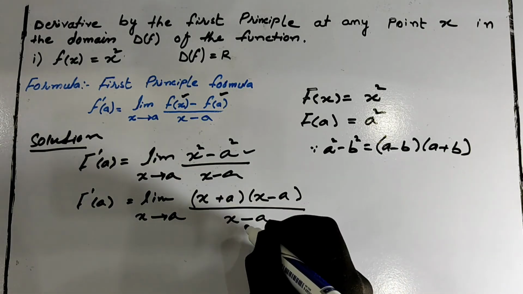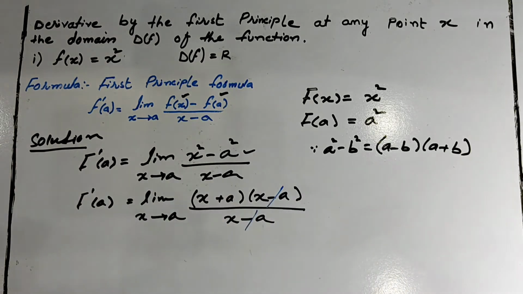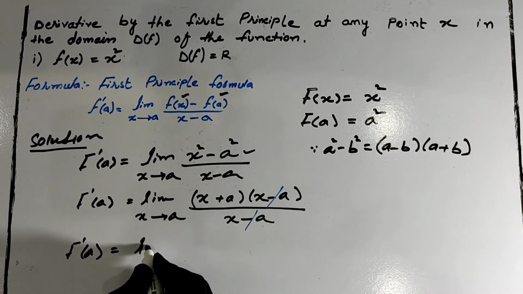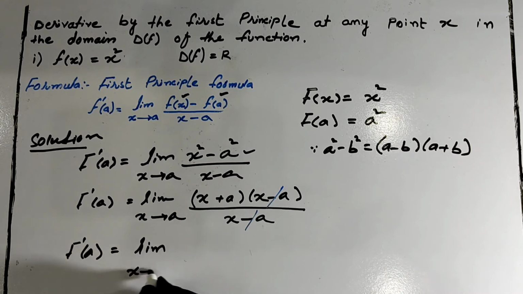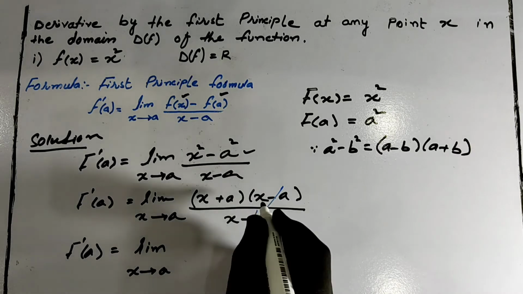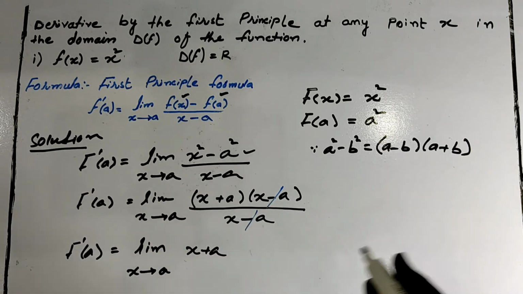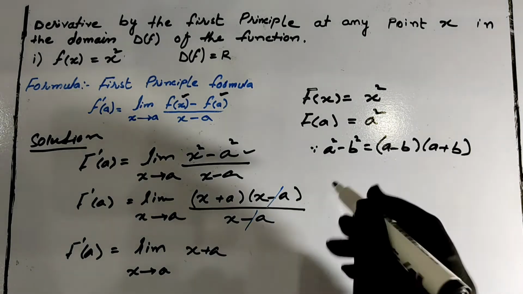X minus a is cancelled. What remains in the numerator? F prime a is equal to limit x approaches to a, and in numerator x plus a. Now we have done the factorization.